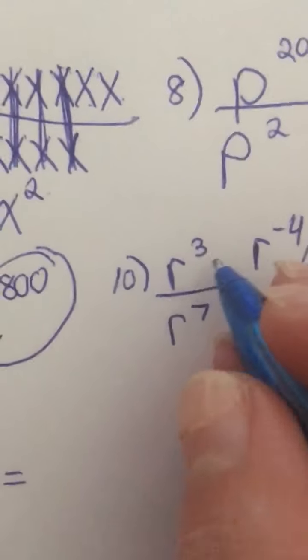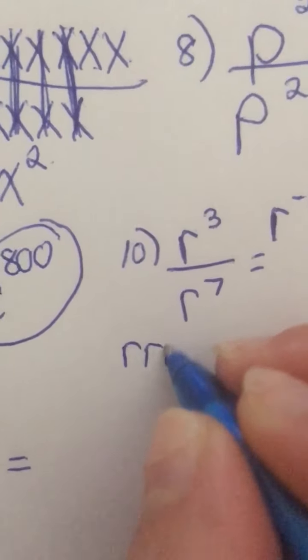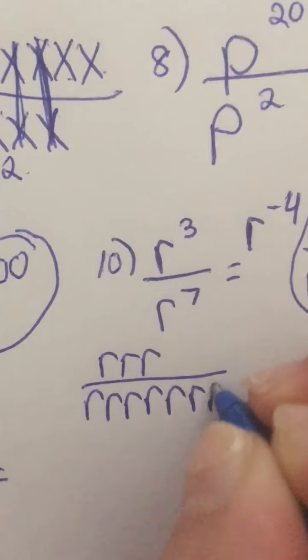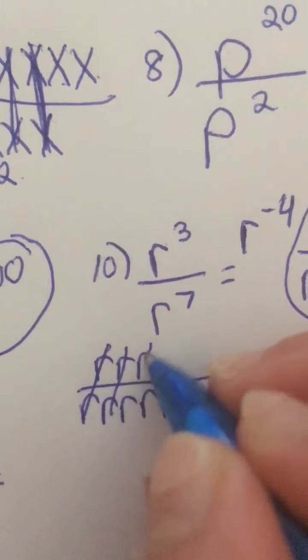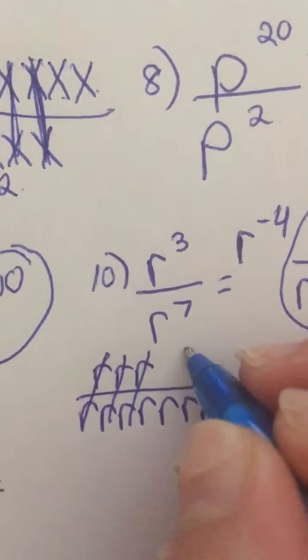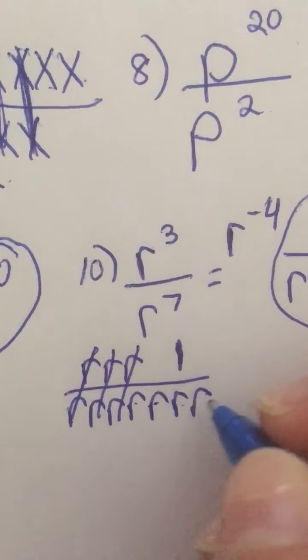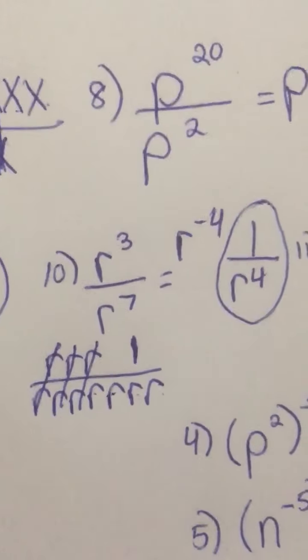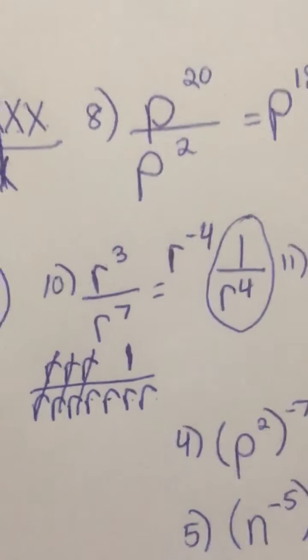Even for this one, if you were to write it out, you have 3 on the top, right? 7 on the bottom. You should notice that 1, 2, 3 cancel out. You're left with 1 on the top, and 1, 2, 3, 4 r to the 4th in the bottom. So you can always do it that way as well, but when the numbers are big, you don't really want to write it out every time.